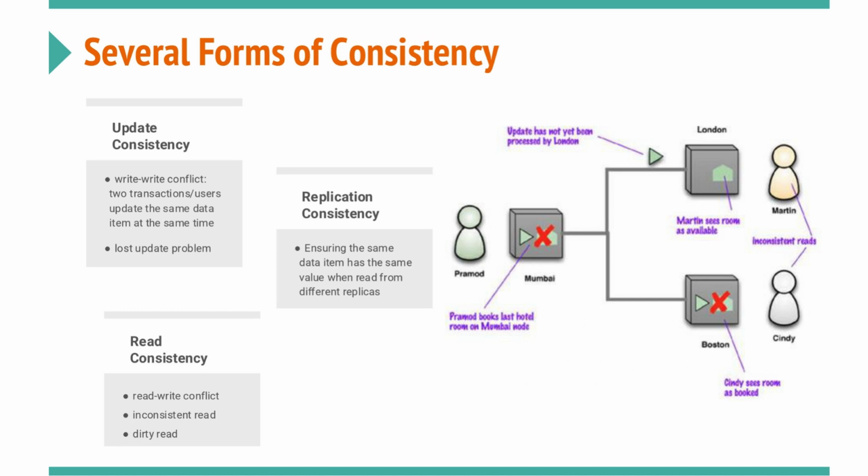So when Cindy, who is connected to Boston, checks, she correctly sees the room as booked. This situation, where different users see different data at the same time, is what we call inconsistent reads. It's a classic example of a read-write conflict. This diagram illustrates the challenges we face with consistency in distributed systems. We have to manage update consistency to prevent two people from updating the same data at once, and replication consistency to make sure all copies of the data eventually match up.